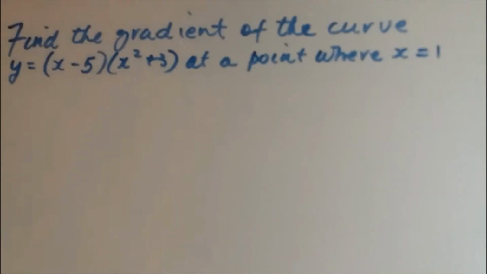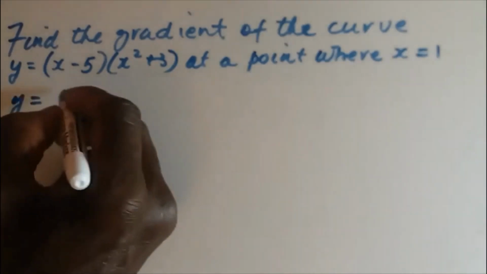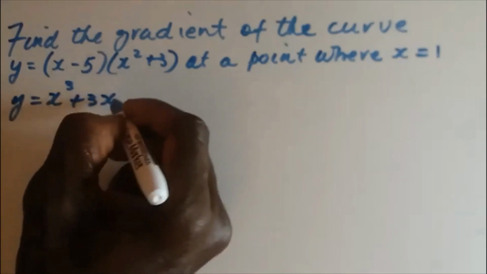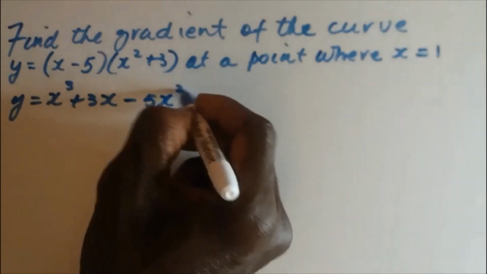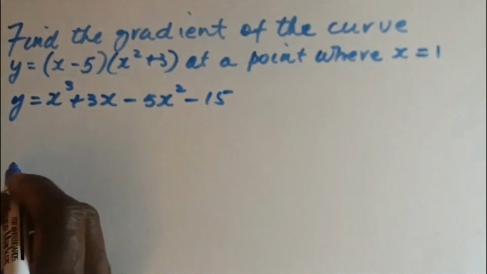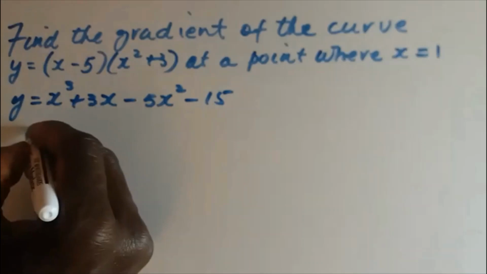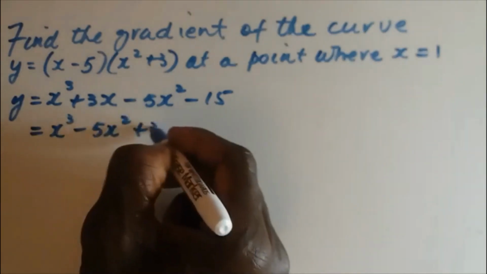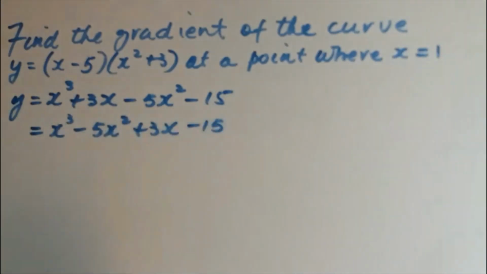Hi, we need to find the gradient of a curve y is equal to x minus 5 brackets times x squared add 3 brackets at a point where x is equal to 1. So let's go ahead and simplify y. y is equal to x cubed add 3x minus 5x squared minus 15. And we can rearrange that as x cubed minus 5x squared add 3x minus 15.